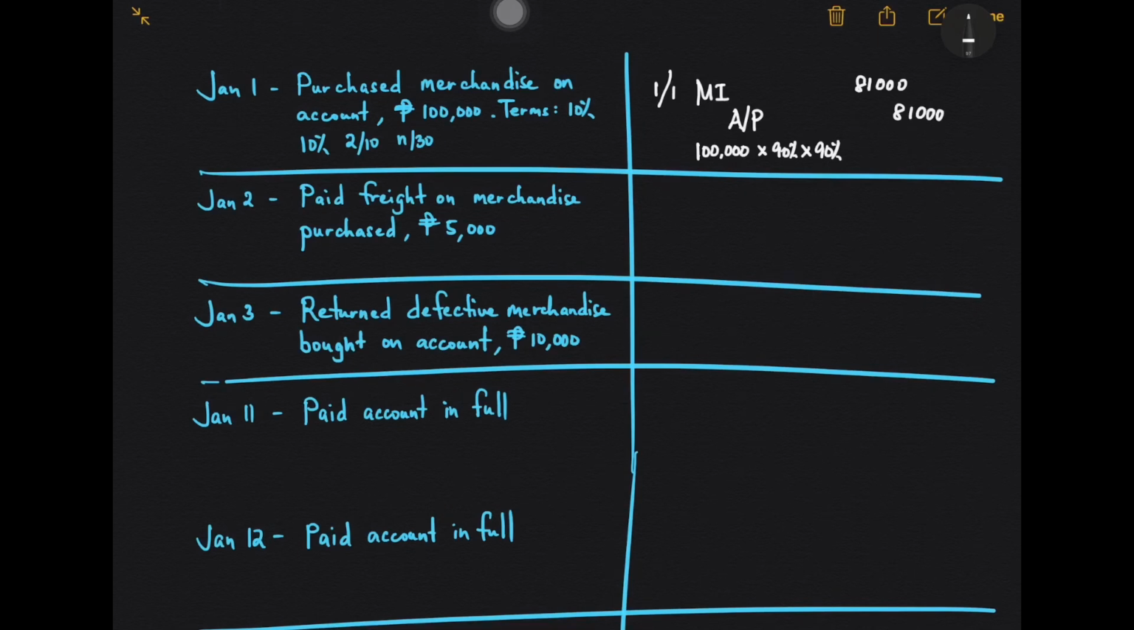Next, paid freight on merchandise purchase. So you are the buyer and you are paying the freight, so you will debit freight in. But since you are doing this under Perpetual, you will debit merchandise inventory. Debit merchandise inventory, credit cash. For the amount, it's 5,000. Next, return defective merchandise bought on account. So you will just reverse the entry. Debit accounts payable, credit merchandise inventory, 10,000.